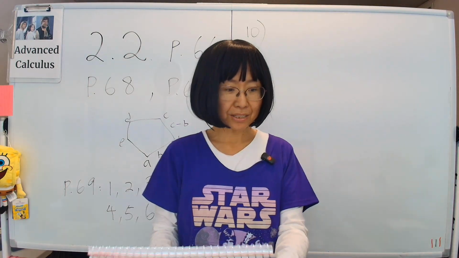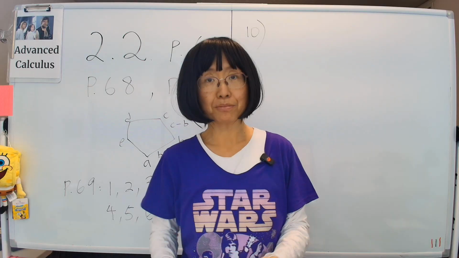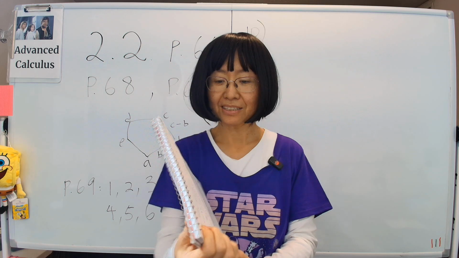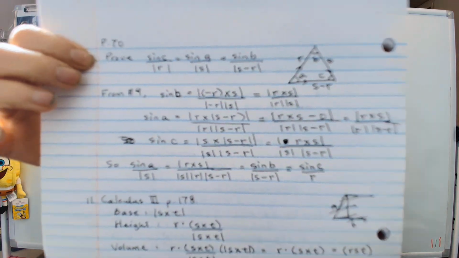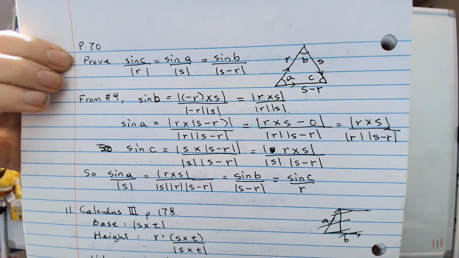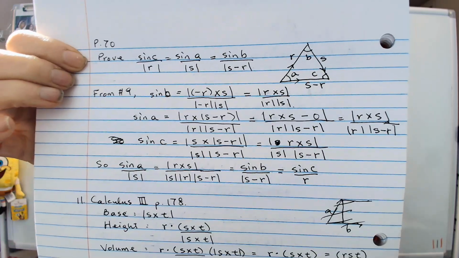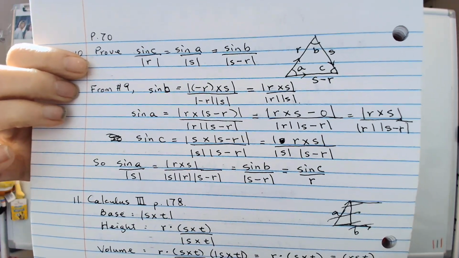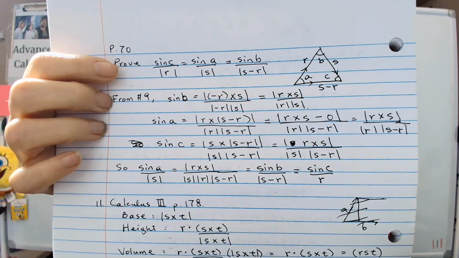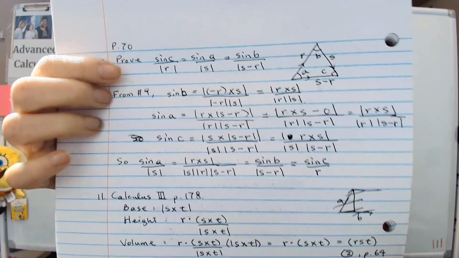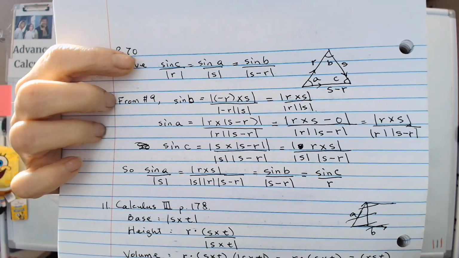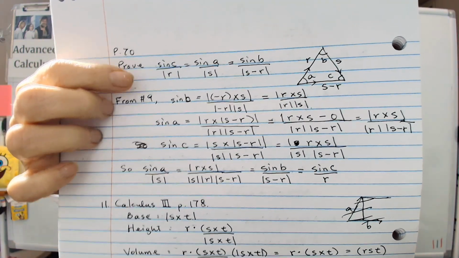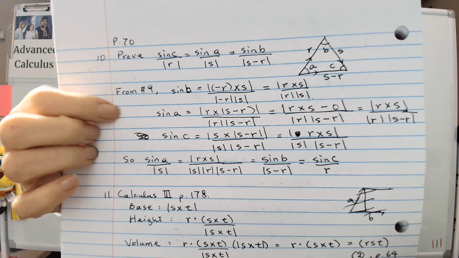Next, we are going to look at problem 10, where we prove the law of sines. What's the law of sines? That's this thing right here. I have drawn a triangle on the other side, where two sides are R and S. The third side is S minus R, the end minus the beginning. Then I label the angles A, B, C. What we're trying to prove is that sine C over R is equal to sine A over S and sine B over S minus R.